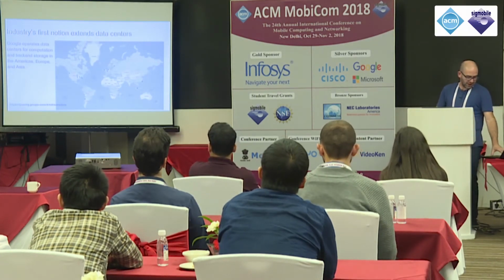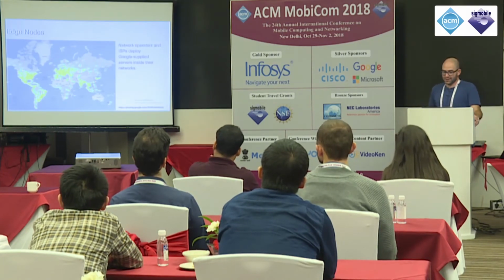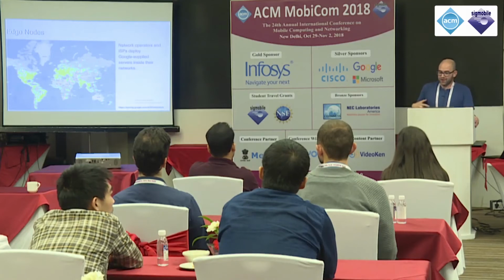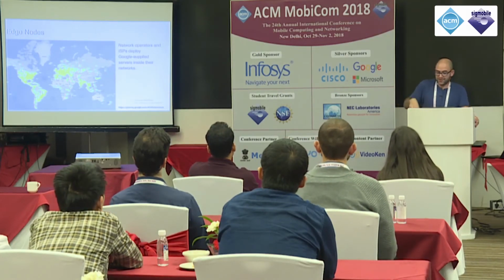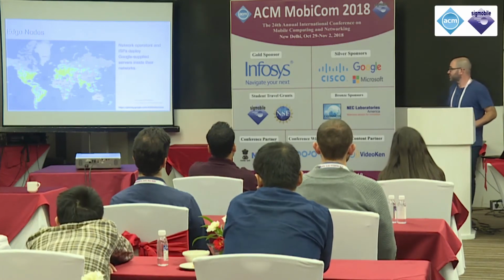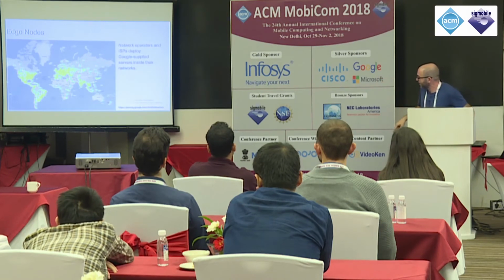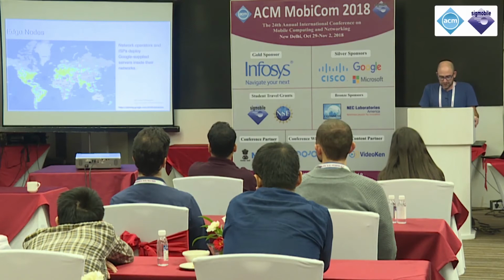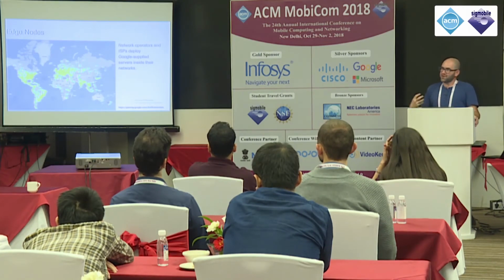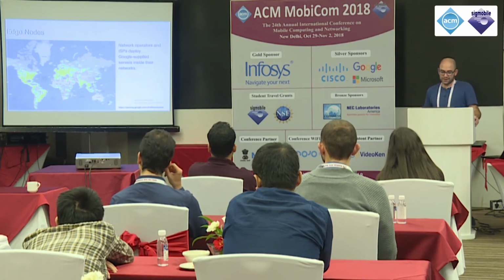So naturally, an extension of this would be to add edge nodes. Network operators and ISPs deploy Google-supplied servers inside their networks. We call this Google Global Cache. And there are many, many dots. I'm not sure if it's public how many dots exactly there are. The idea first was that these are basically like a CDN.